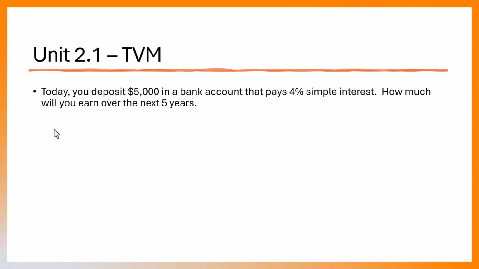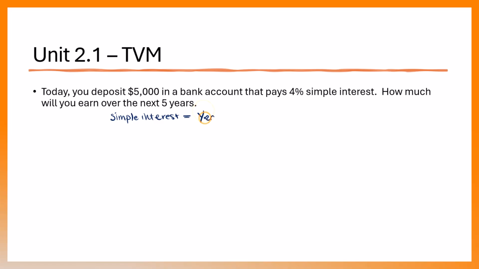To get started, you'll see this question says, today you deposit $5,000 into a bank account that pays 4% simple interest. How much will you earn over the next 5 years? To answer this question, we need our simple interest formula. And recall, this formula does not require compounding periods per year. It doesn't matter if it's daily compounding, monthly compounding, whatever. We'll just assume yearly compounding because that's what this equation does.